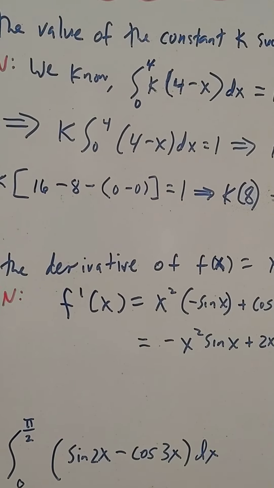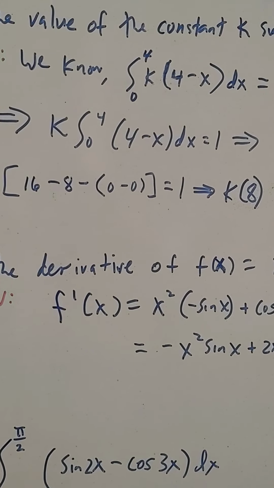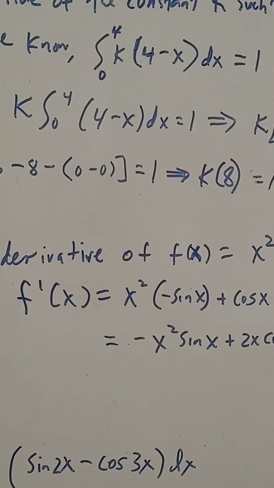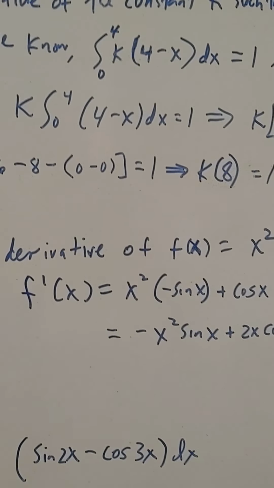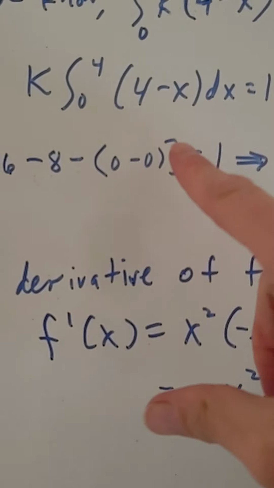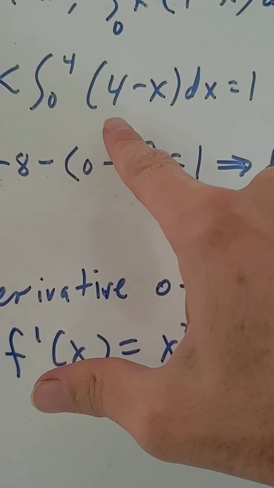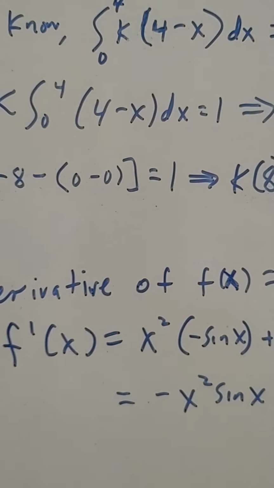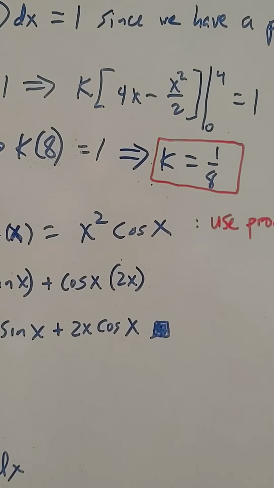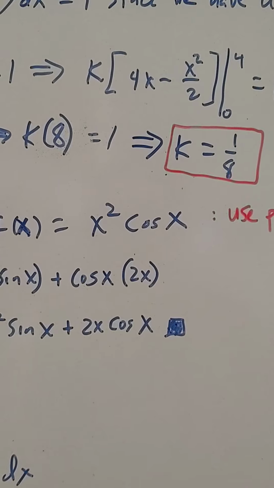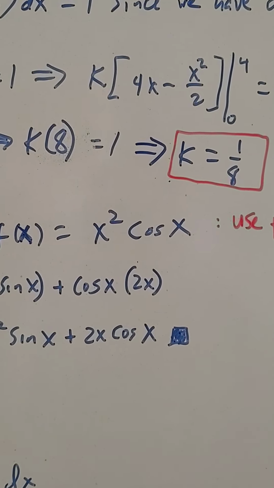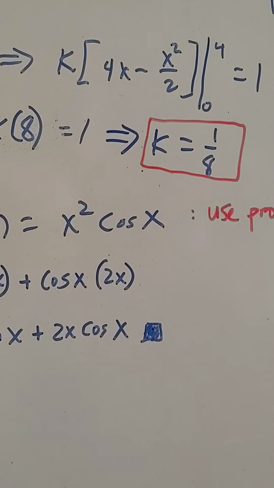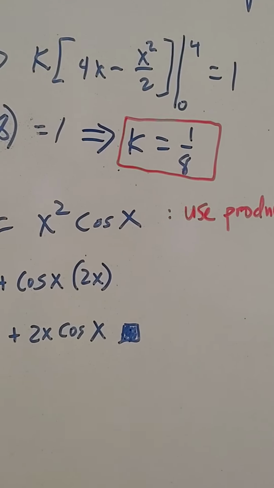I pulled out that constant k first. So k times the integral from 0 to 4 of 4 minus x dx is equal to 1. And then I just integrated this 4 minus x, because the integral of this is going to be 4x minus the integral of x dx, which is x squared over 2. So here's what I wrote next. K times, and then the integration is going to come out to be, as I said, 4x minus x squared over 2. And then we evaluate it from 0 to 4, and that must equal 1.